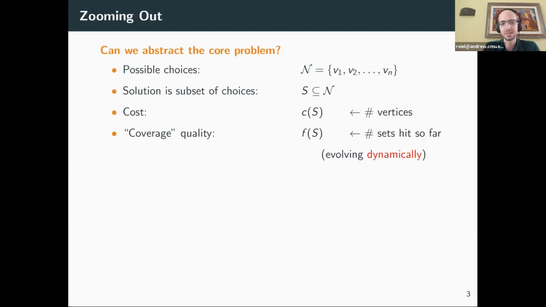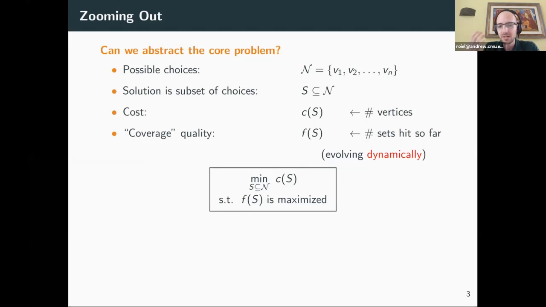And crucially, this notion of coverage is evolving over time, right? So how many subsets I've hit depends on which subsets are currently in the system. So this is the problem. We're solving a min-cost subset selection problem subject to the constraint that some function is maximized. Now, of course, we can't zoom out this far. If this is the problem you actually want to solve, this is hopelessly general. So we'll assume a few more things about f, and they hold in the case of hitting set.